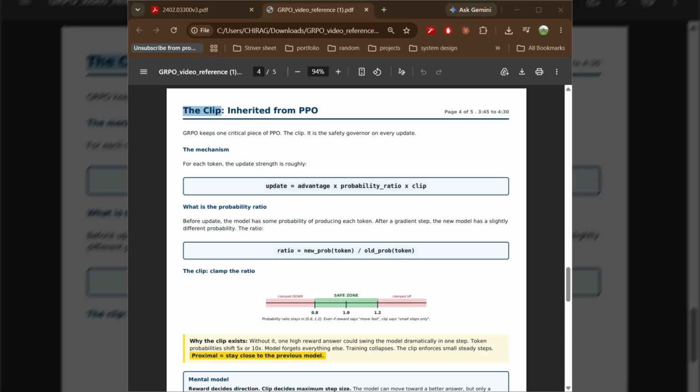If you want to go deep into it, you can read the research paper. It uses a probability ratio: new probability divided by old probability. Then it clips this into a safe range, like 0.8 to 1.2. So if the reward says move fast, the clip says small steps only, so that we move slowly towards optimization. Reward decides the direction and clip decides the maximum step size, to keep the training stable so that we don't have sudden jumps in our model.